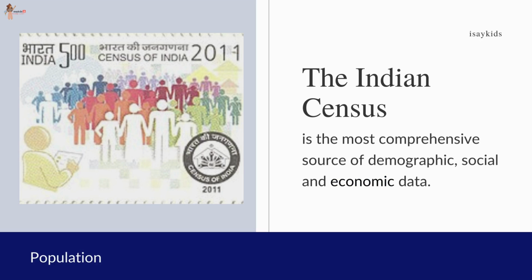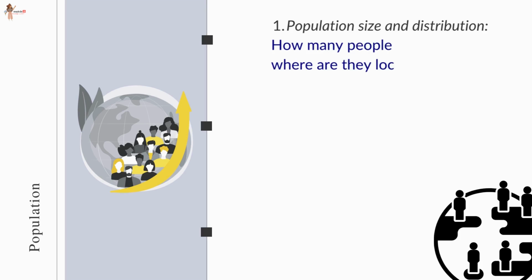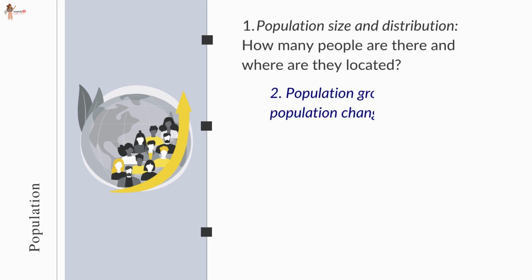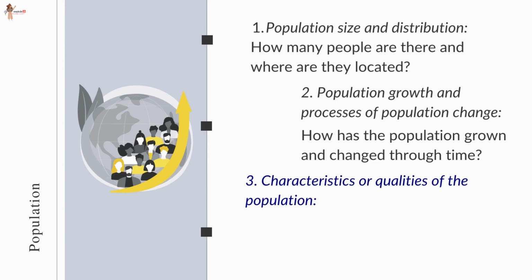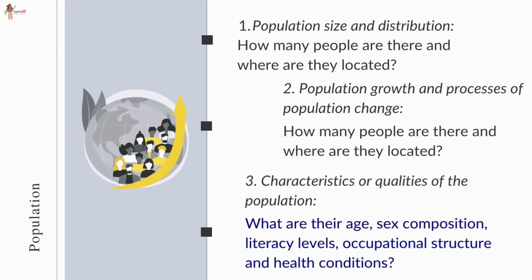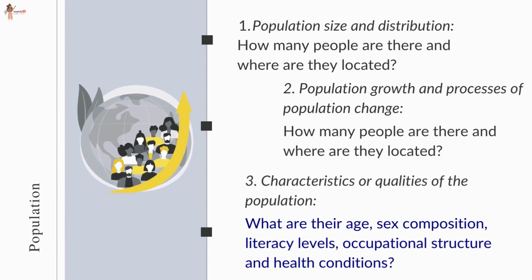We are primarily concerned with three major questions about population: population size and distribution. It means understanding how many people are there and where are they located. Population growth and processes of population change, which covers how has the population grown and changed through time. Characteristics or qualities of the population, which essentially means what are their age, sex composition, literacy levels, occupational structure, and health conditions.